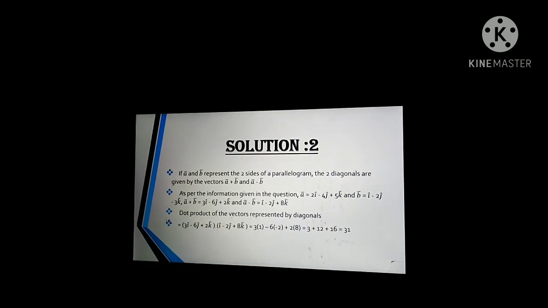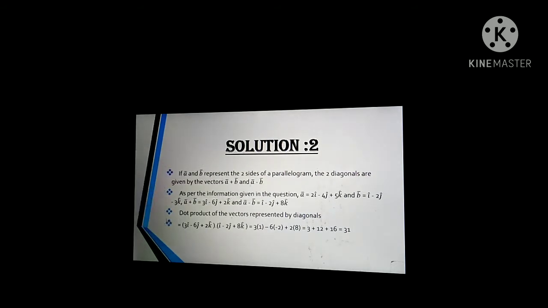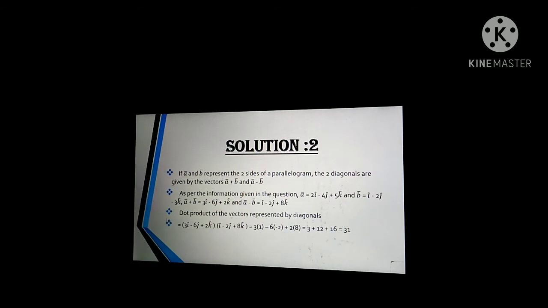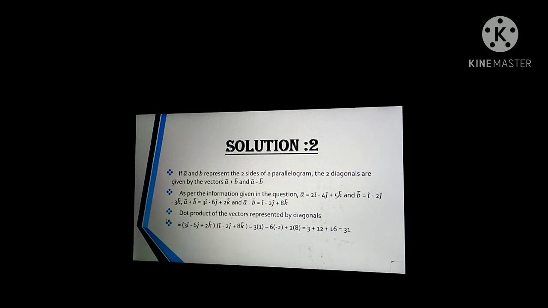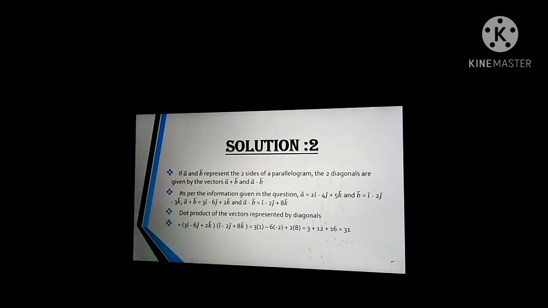In the solution, if a and b represent two sides of a parallelogram, the two diagonals will be given by a + b and a - b, because we can apply the triangle law of vector addition here. So a + b will represent one diagonal and a - b will represent the other diagonal. Adding the two vectors, I get a + b as 3i - 6j + 2k, and a - b is i - 2j + 8k.